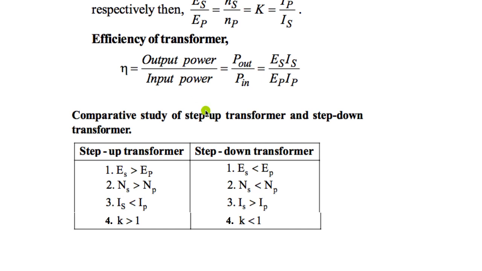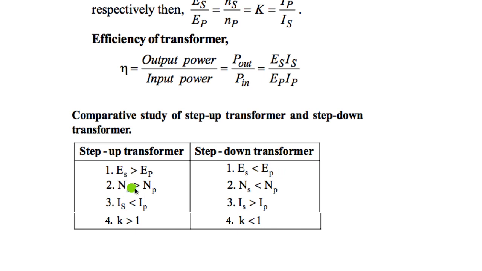The comparative study of step up transformer and step down transformer. Step up means that it is going to increase the potential voltage. Step down means that it is going to decrease the potential voltage. Hence, in the step up, the potential across the secondary should be greater than the primary, but in the step down it is going to decrease. First we will get the potential across the secondary is less compared to the potential across the primary.